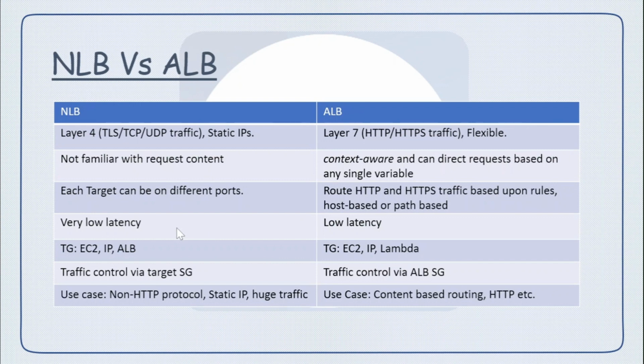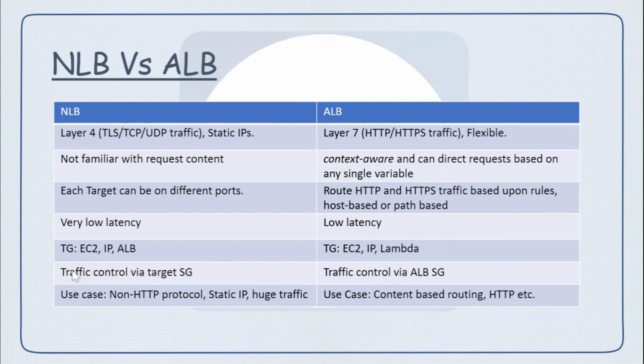It offers very low latency, but ALB has low latency, though it is still slower as compared to NLB. So NLB is the faster one. In NLB, you can have targets such as EC2 instance IPs, or you can have another ALB as the target. But with ALB, you can have EC2 instances, IPs, or a Lambda function as the target.